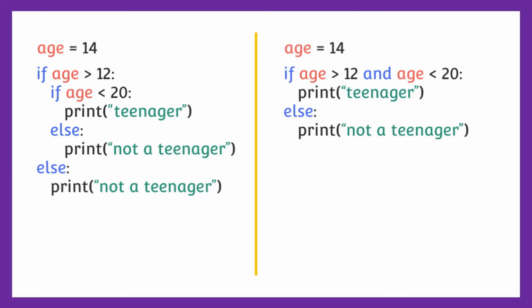And here is the nice and clean way of doing it. Instead of using two if statements to check two conditions, we used the AND operator to combine the two conditions in just one if statement. So we write if age is greater than 12 and age is less than 20, print teenager. Otherwise, not a teenager. This life-saving AND is called a logical operator.